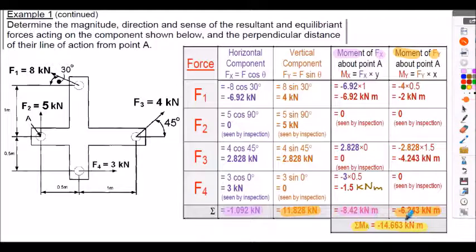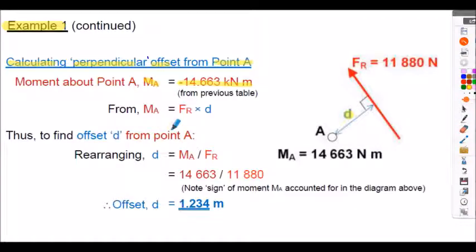We know the formula for calculating the moment: M is equal to F multiplied by D. So in this case, MA is FR multiplied by D. D is the offset. So to calculate the offset D from point A, we simply have to rearrange the equation. So D is equal to MA divided by FR. Simple transposition of this equation, dividing both sides by FR.